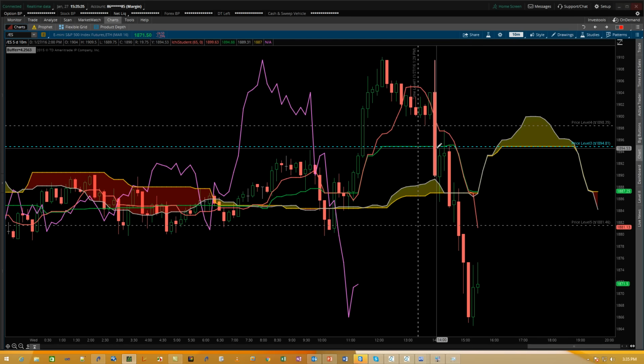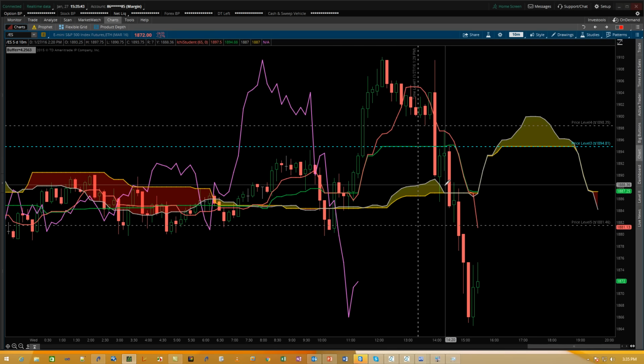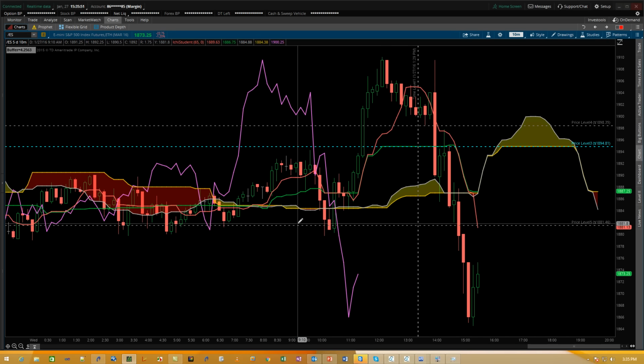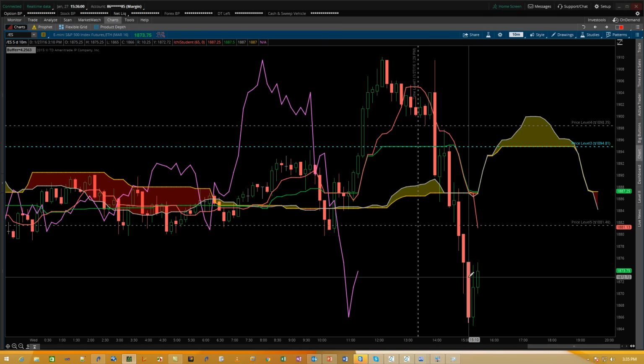We had to wait for this MTF support to be broken, which we did. Once it broke, it became an MTF resistance. We waited for price to come back to that. As soon as it did, we shorted the market and we played to the bottom of the consolidation pattern, which was here, with high probability. If you had multiple contracts, when you got to the bottom of the consolidation pattern, you protected your profits with a tight stop, and you kept on riding it down as far as it could go.